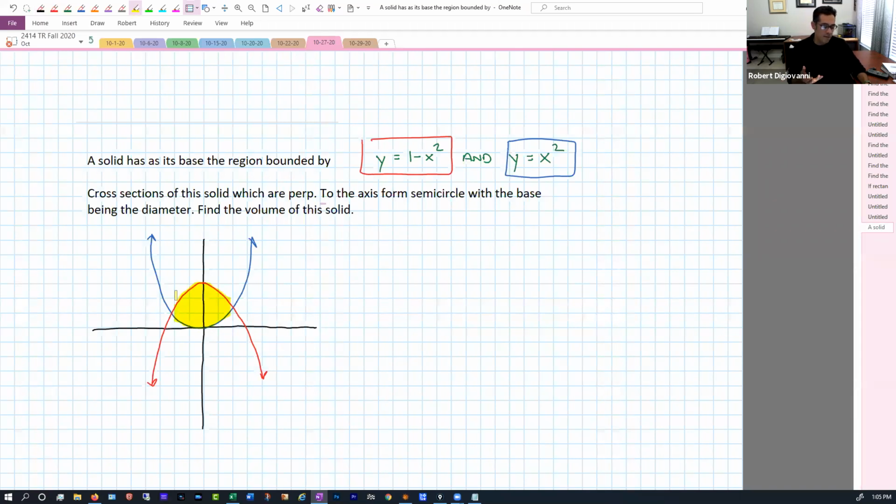But then it says that if we take a cross section perpendicular to the x-axis, so if we come in here with a knife and cut through this, we have to imagine that there's a solid above this region. We can't really tell what it looks like, but if we were to cut through that solid, what we would get is a semicircle. That semicircle would have as its diameter the base of the actual solid. So we have to somehow wrap our heads around what that's saying. I think a three-dimensional picture is where to go next.